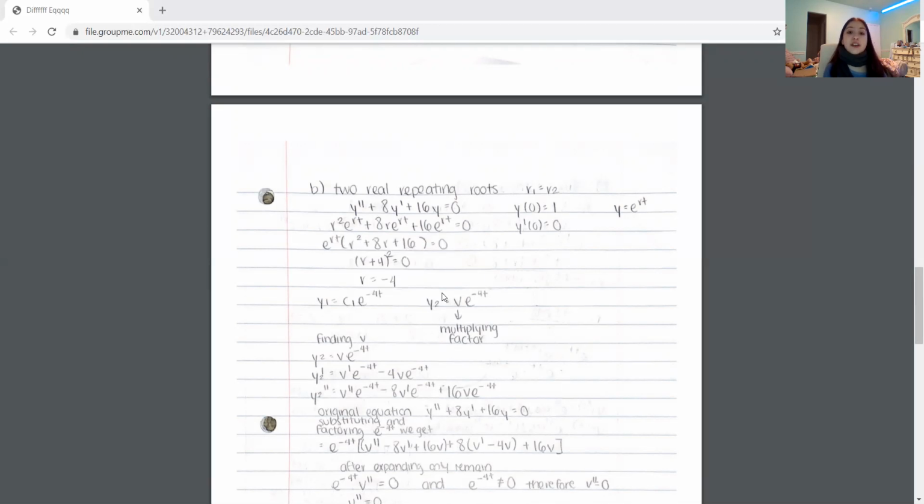We are going to get that these are our solutions, and as you can see, this one has a t in it.